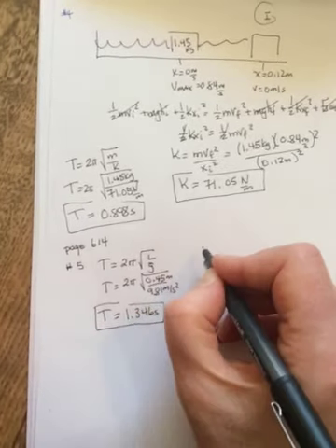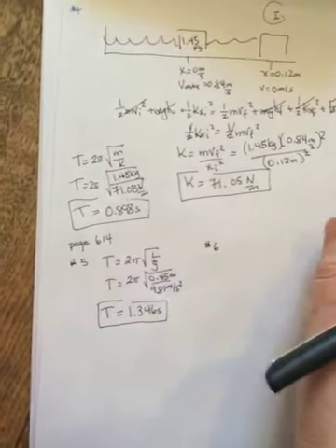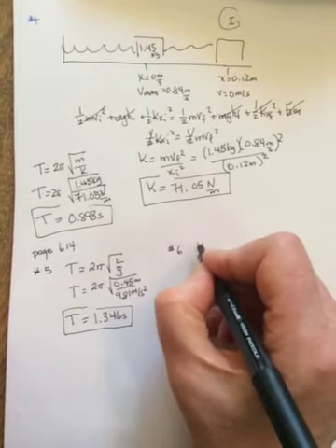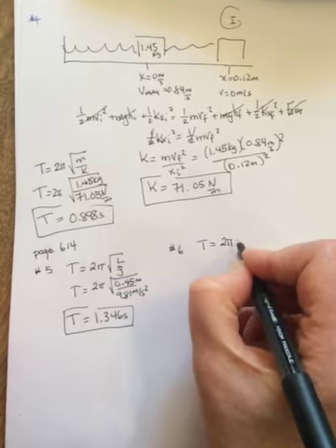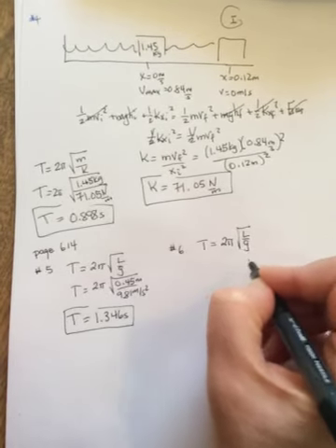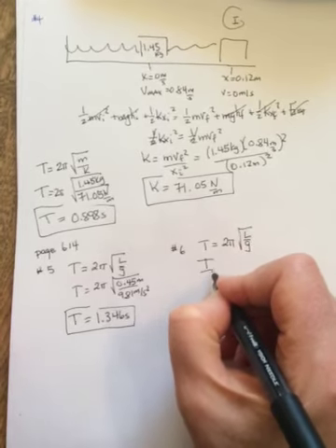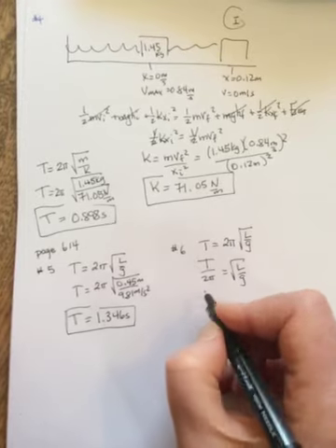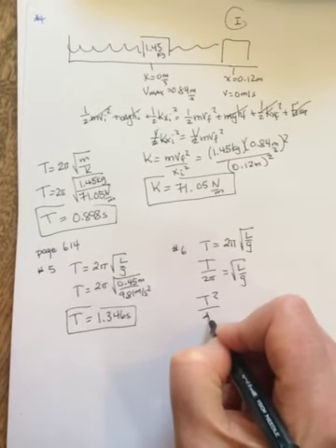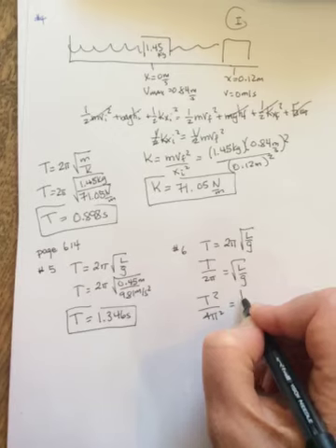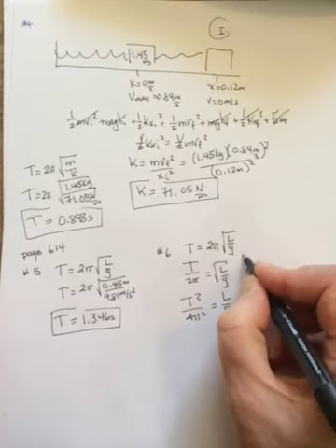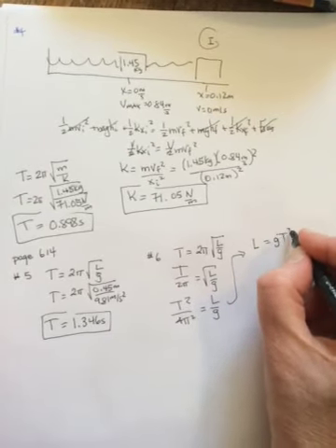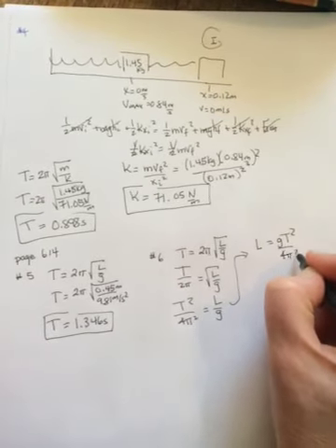Number 5 is done. Number 6. What must the length of a pendulum be to have a period of 4 seconds? So again, T is equal to 2π root L over g, but this time you're looking for L. Divide both sides by 2π, and then square both sides. So you'll have T squared over 4π squared equals L over g, and you're solving for L, so multiply both sides by g. So L equals g times T squared over 4π squared.